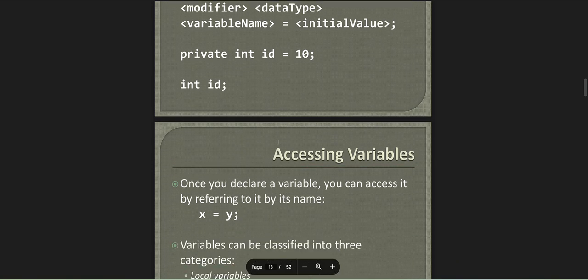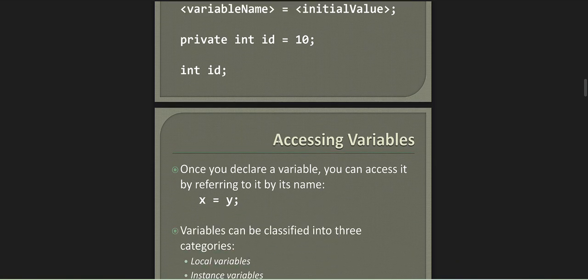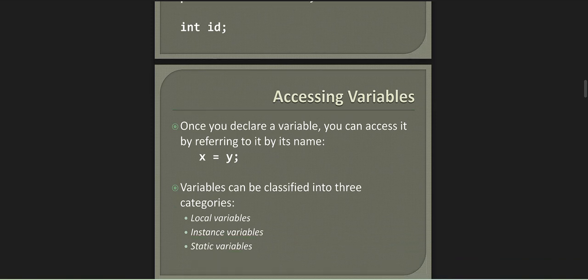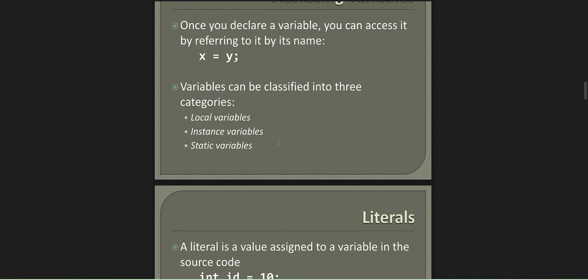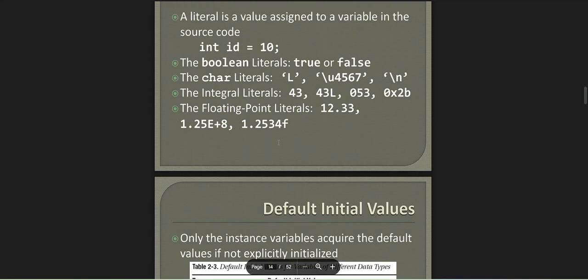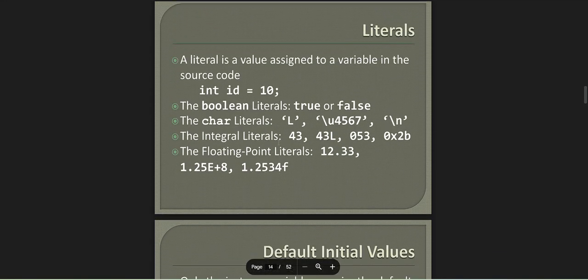Accessing the variables: once you declare a variable, you can access it by referring to it by its name. Variables can be classified into three categories: local variable, instance variable, static variable. A literal is a value assigned to a variable in the source code, for example int id = 10. The boolean literals are true or false. Char literals, floating point literals.